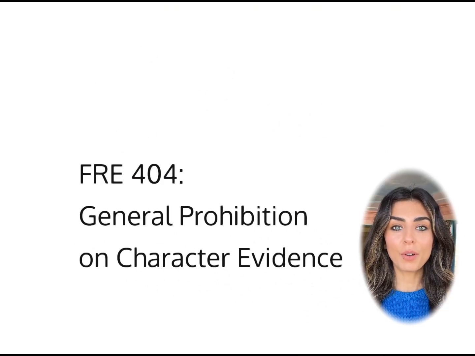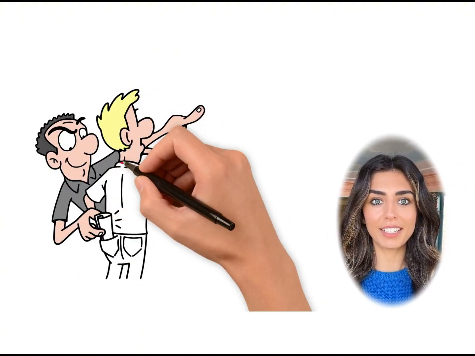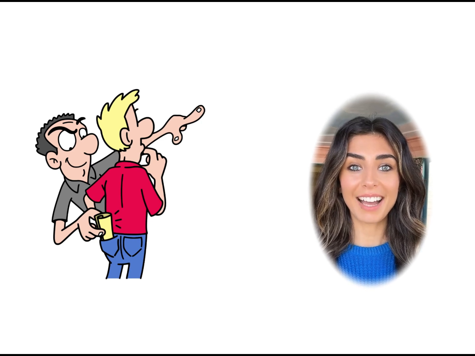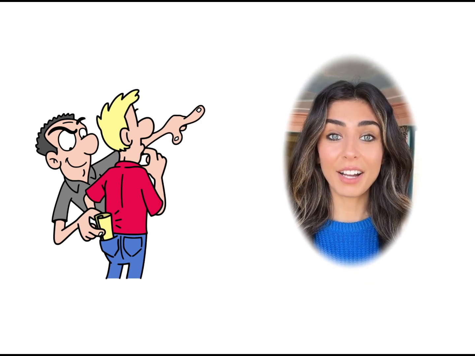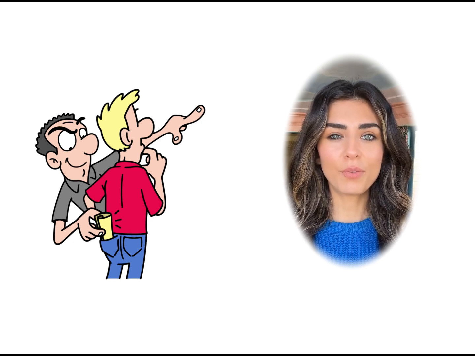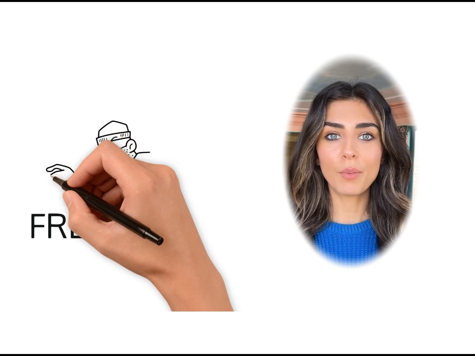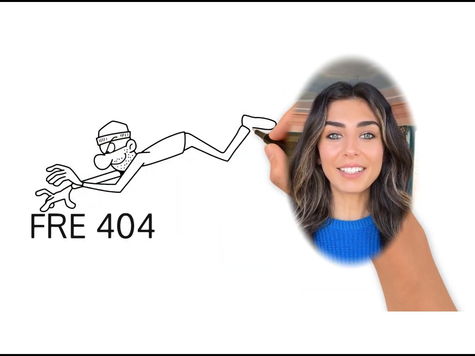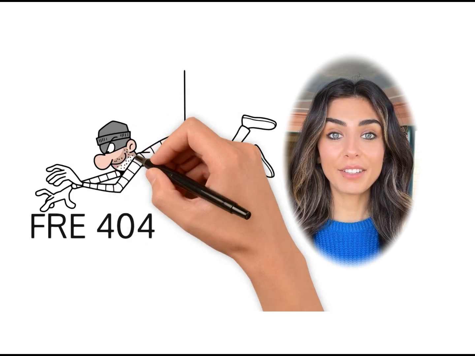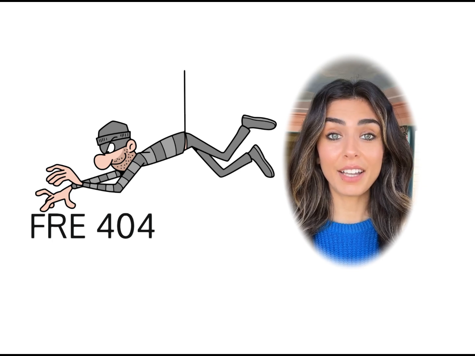FRE 404, General Prohibition on Character Evidence. Key rule: FRE 404(a) prohibits using character evidence to prove that a person acted in accordance with a character trait on a specific occasion. In other words, you can't argue, "They did it because they're the kind of person who would do it." Purpose: this rule is designed to prevent unfair prejudice and to ensure that cases are decided based on facts, not on assumptions about someone's character. Example: in a theft case, the prosecution cannot introduce evidence that the defendant has a reputation for dishonesty to suggest they committed this specific theft.